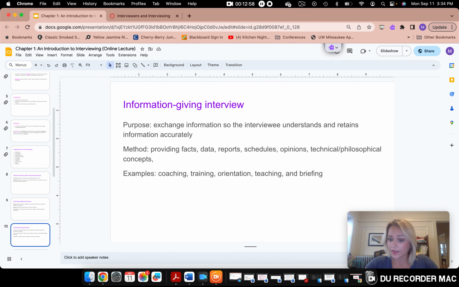Then the information giving interview. This is another one I wanted to bring up because if you are hired onto a role, and let's say that you're asked to be a trainer and train new people coming onto the company, or if you're asked to lead meetings or something of that nature, you might have to do this type of interviewing. So the purpose is to exchange information so that the interviewee or the other party understands and retains the information accurately. So you do this by providing facts, data, reports, schedules, opinions, or technical and philosophical concepts to the other party. So there is the asking and answering of questions, but you're doing so for a purpose more of teaching.